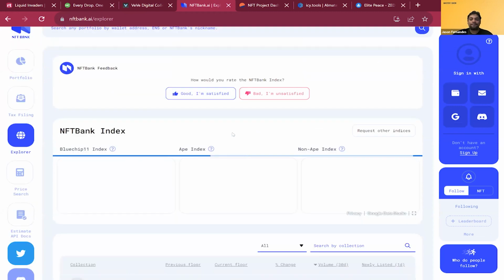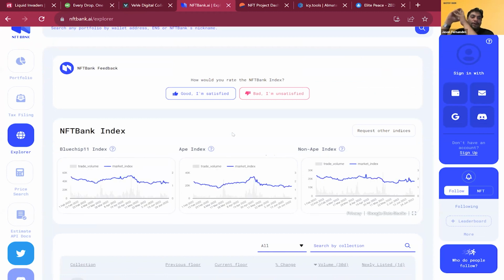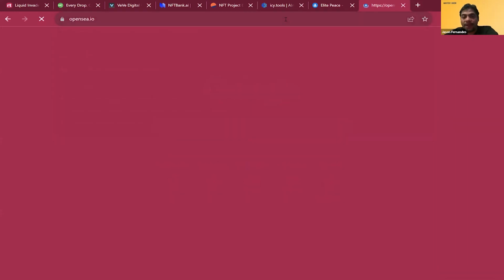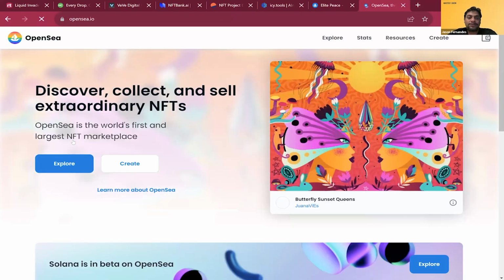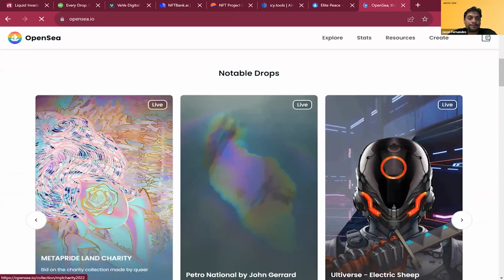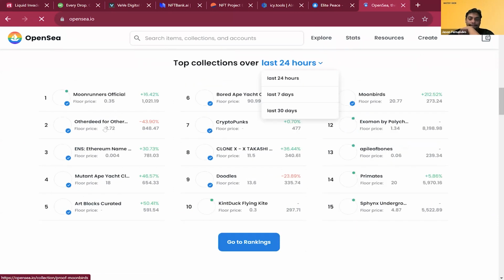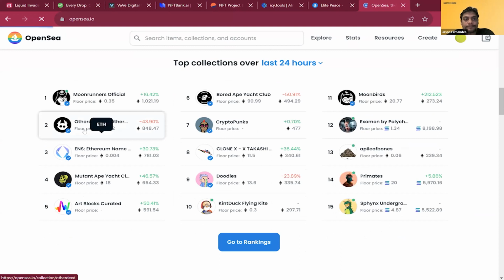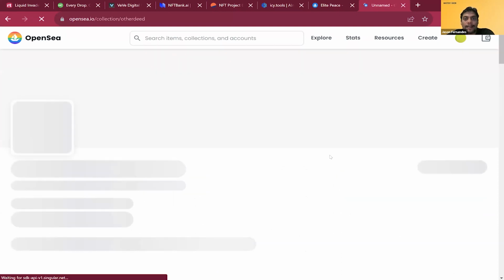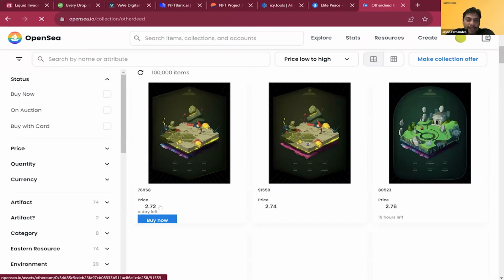It's always good to see what you look at is, let's say for example, you go to OpenSea and you find, let's take a look at one collection. So let's explore. And here we go, the top collections over the last 24 hours. Let's give it a second. Yeah, so here's where you actually see the price of these NFTs.